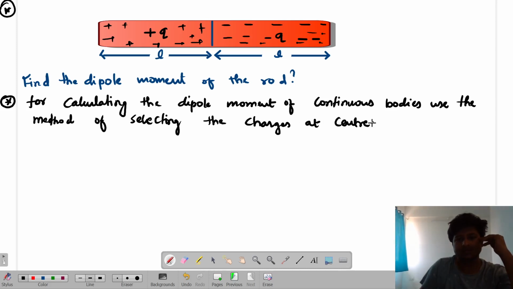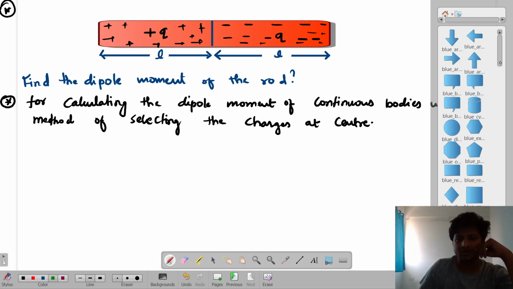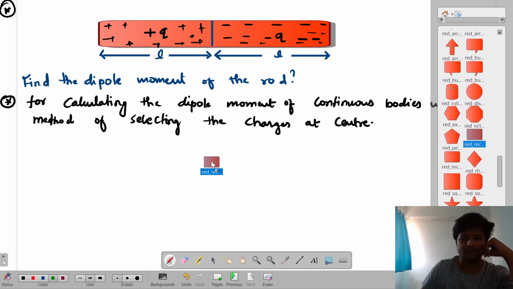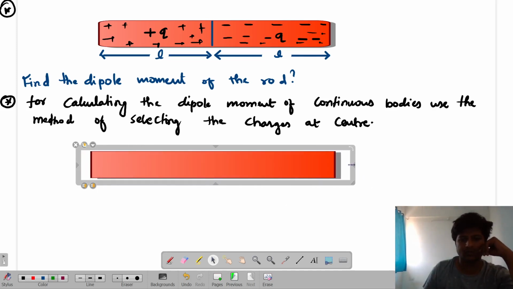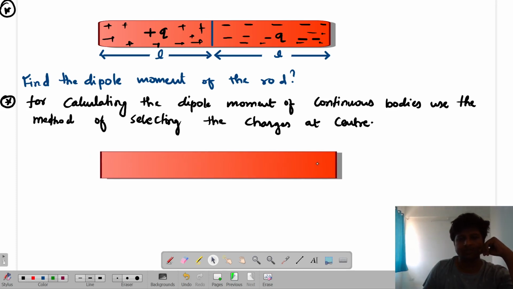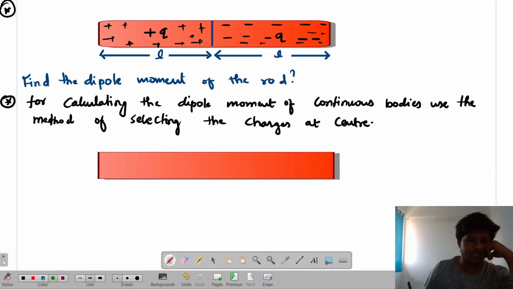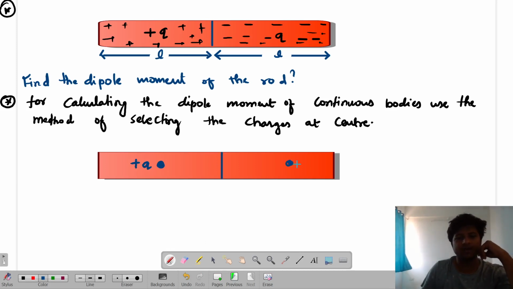What do you do for a continuous body? Wherever the charge is, just select the charge to be at the center. Are you able to get me or not? So if it is a rod, then what will I see? If it is a perfect rod, then I will say that this plus q is located over here, and it will behave like a point charge, and minus q over here.